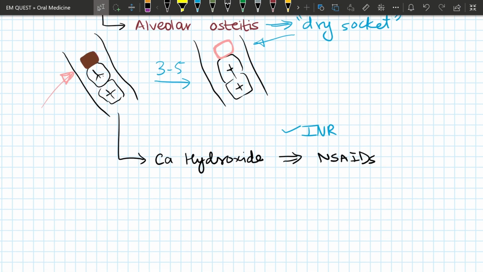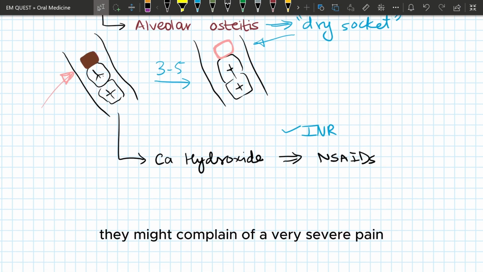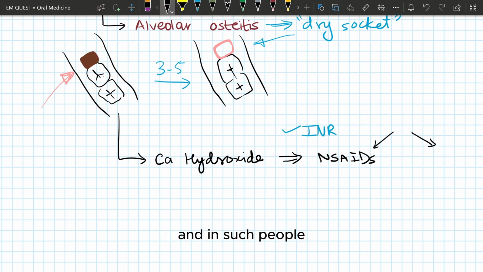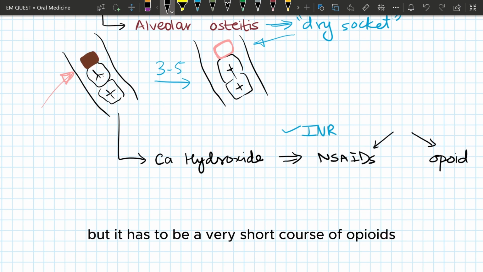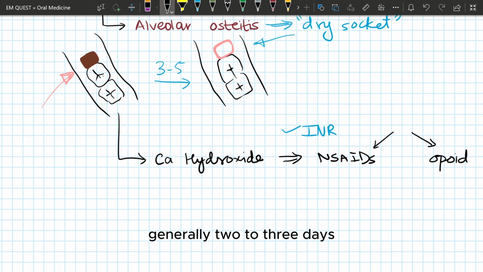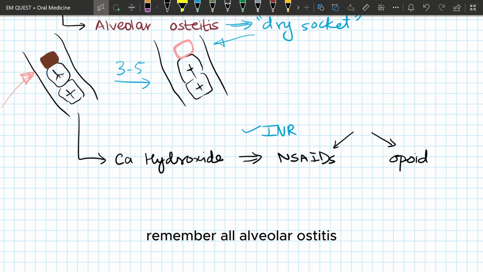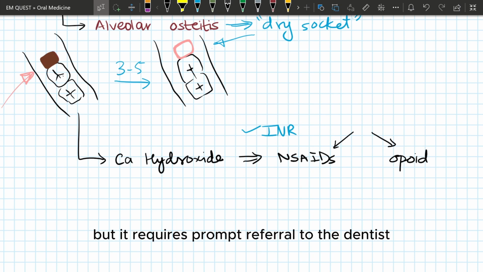In some cases, they might complain of a very severe pain that might not be resolved with NSAIDs, and in such people, we can give opioids, but it has to be a very short course of opioids, generally 2 to 3 days, whereby we can give oxycodone 5 milligrams. Remember, alveolar osteitis, you can manage the pain in the ED, but it requires prompt referral to the dentist.